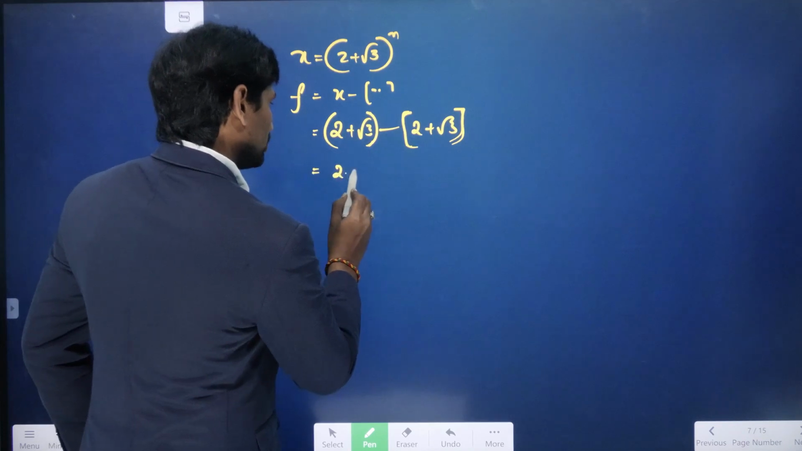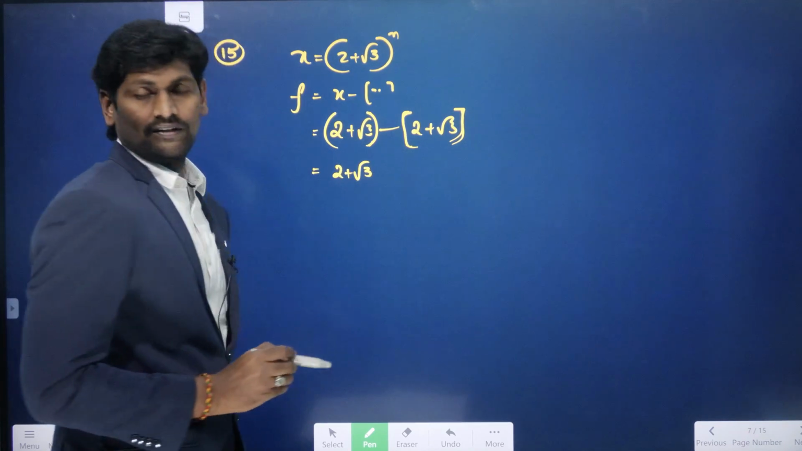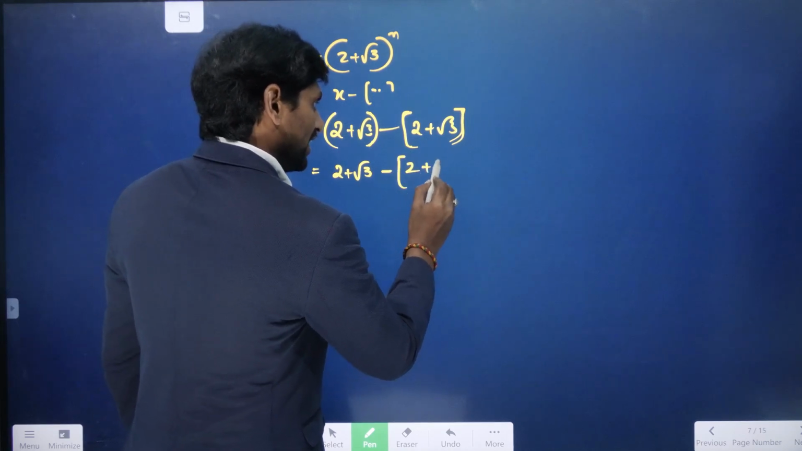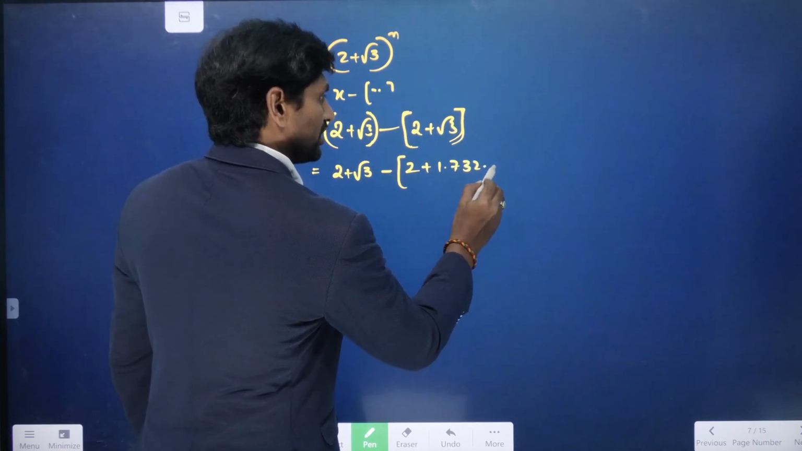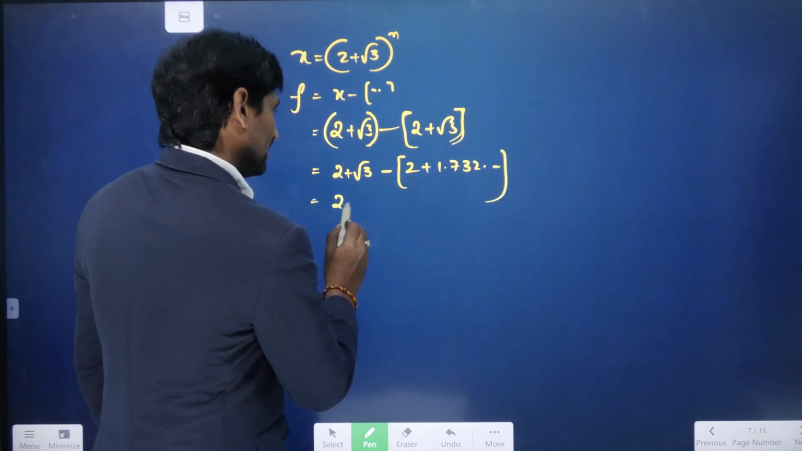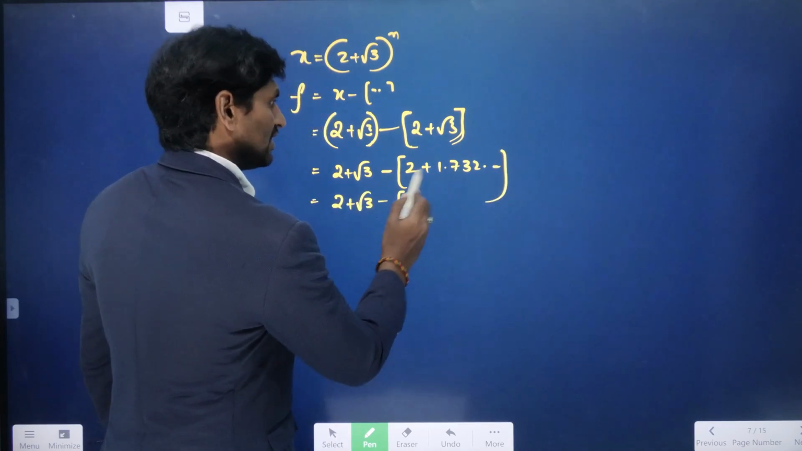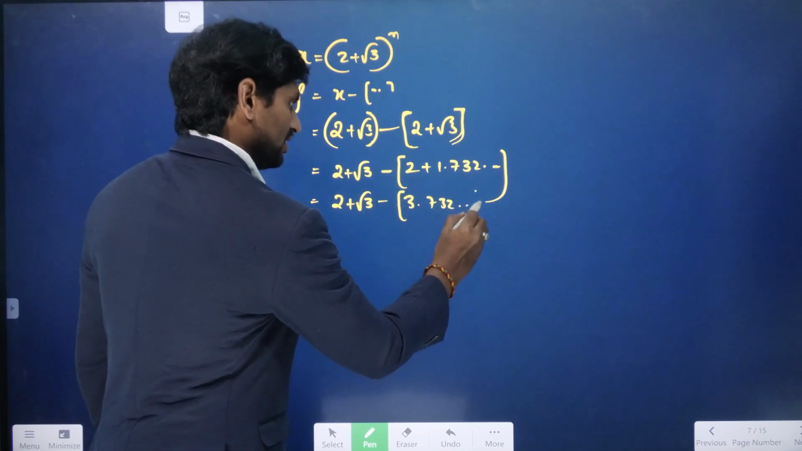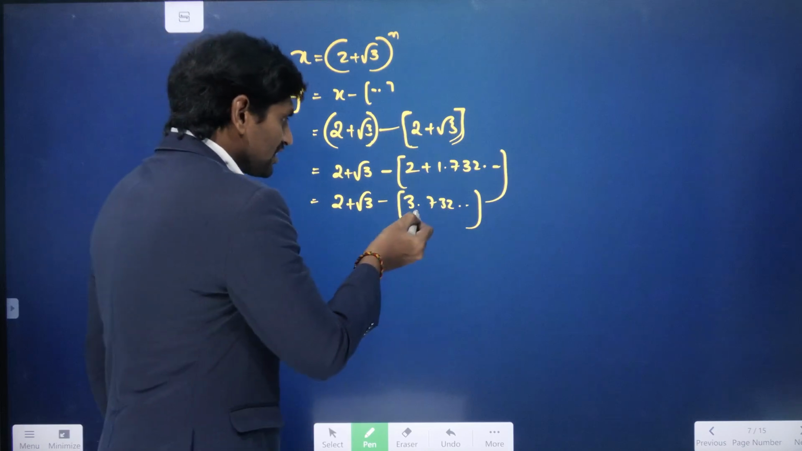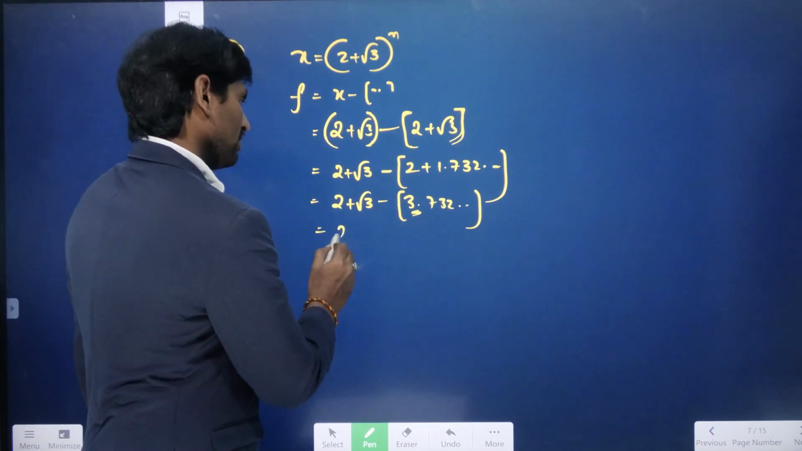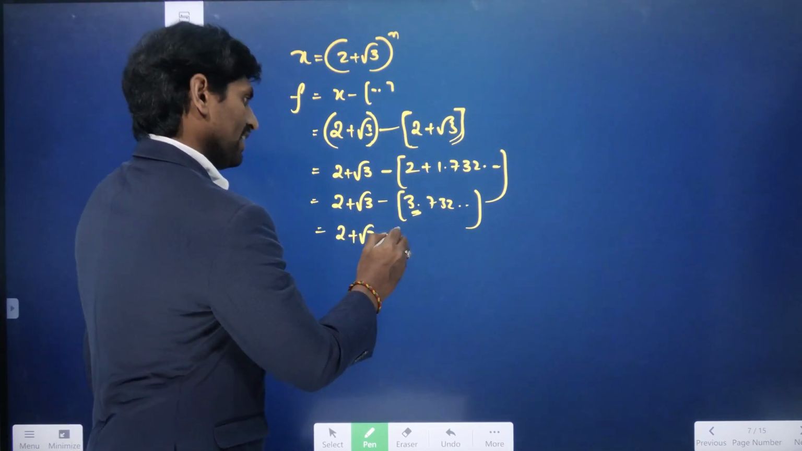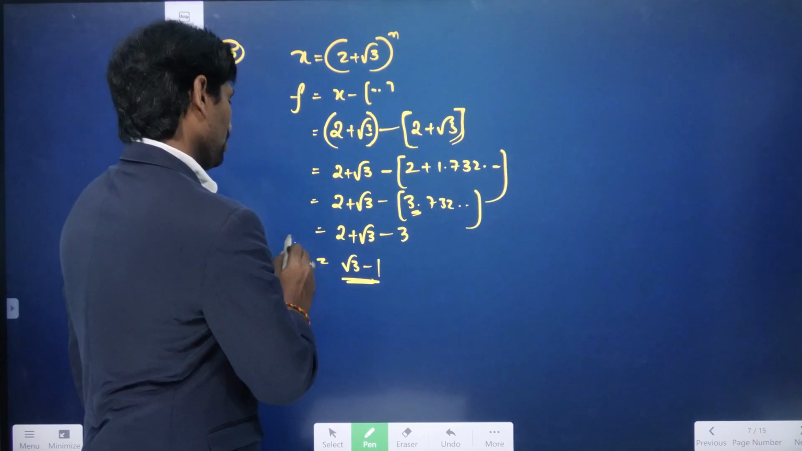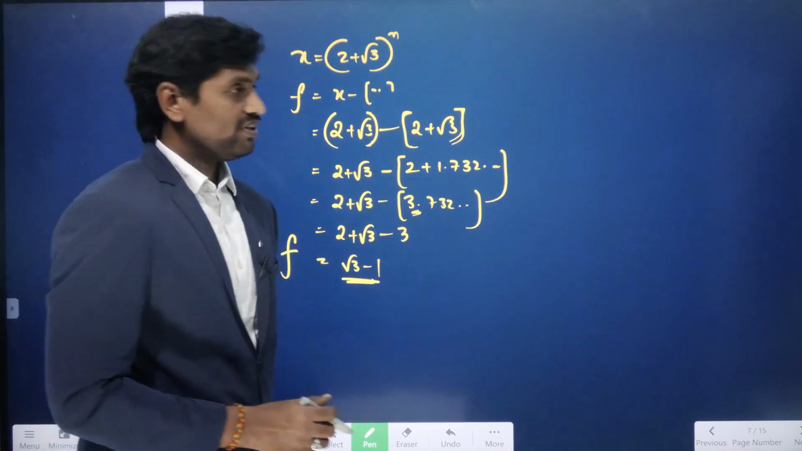So this is 2 plus root 3, and whenever you take root 3, the value is 1.732 and so on, so we can write 2 plus root 3 as 3.732 and so on. The greatest integer function only takes the whole part, 3. So 2 plus root 3 minus 3 is nothing but root 3 minus 1. This is the value of f.